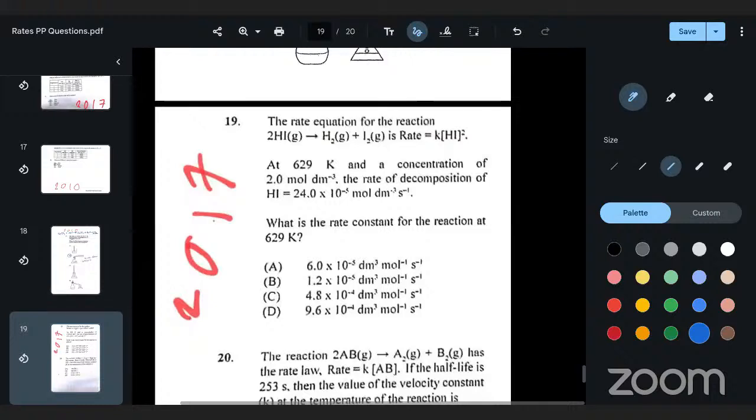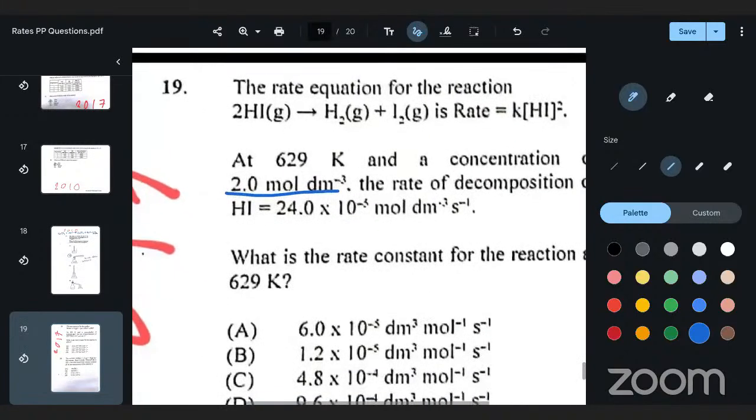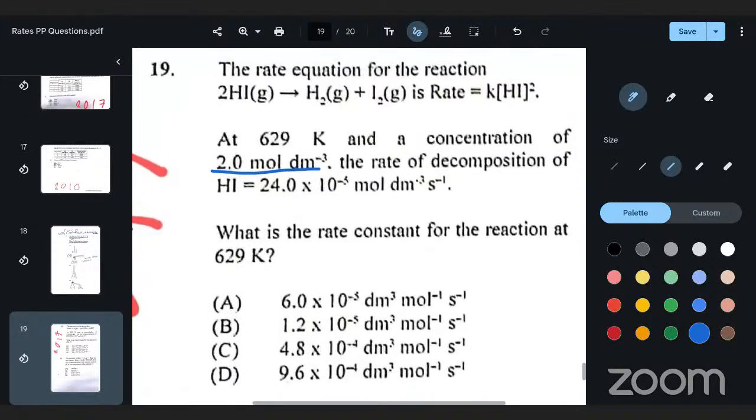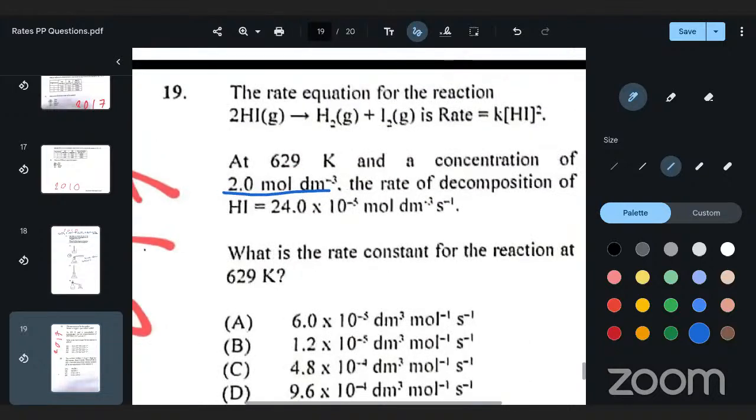For this one, we have the equation here. This is at 629 Kelvin and a concentration of 2 moles per dm cubed. The rate of decomposition of hydrogen iodide. What is this, to the minus 3 or 5? I think it's 3. Let's work with 3 and see.